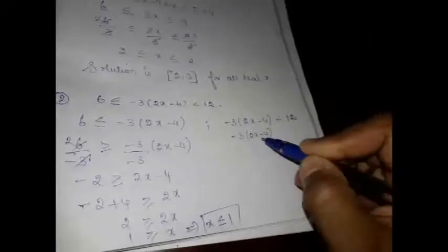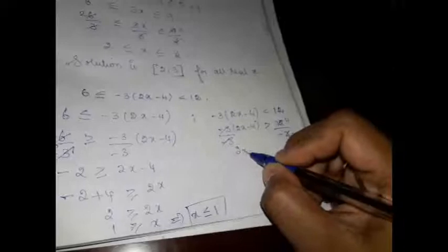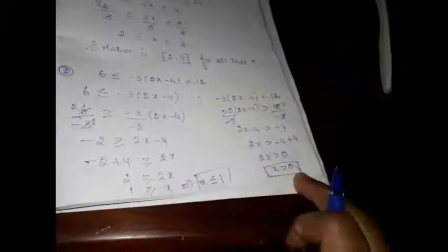Now get back to this. Again we are going to divide by a negative integer, so the inequality will change. We are going to divide by minus 3, so this will become greater than. So minus 3 will get cancelled, 3 4s are 12. So 2x minus 4 is greater than minus 4, or 2x is greater than minus 4 plus 4, or 2x is greater than 0, or x is greater than 0. Right? We got 1 greater than or equal to x and x is greater than 0.